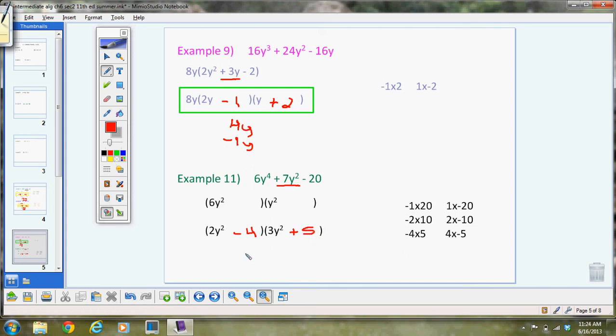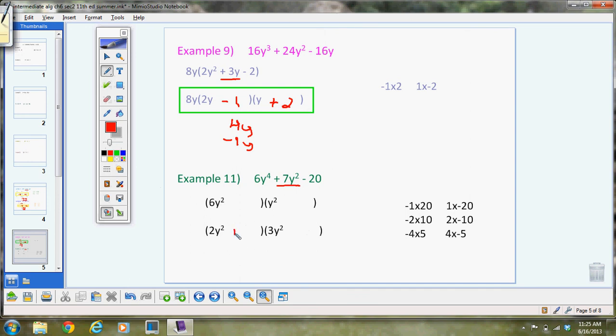On the outside, I get 10y squared, and on the inside, I get a negative 12y squared. That didn't work. That gives me negative 2. So I have to try again. I'm going to switch those two around and try them here, because I do believe it's this one that works and not the top one. You want to make sure you try it in the top one also, but let's do this.